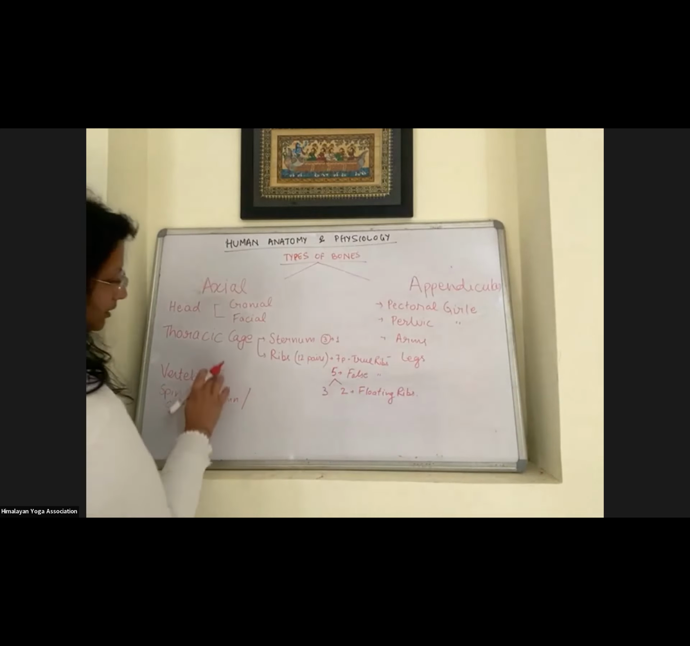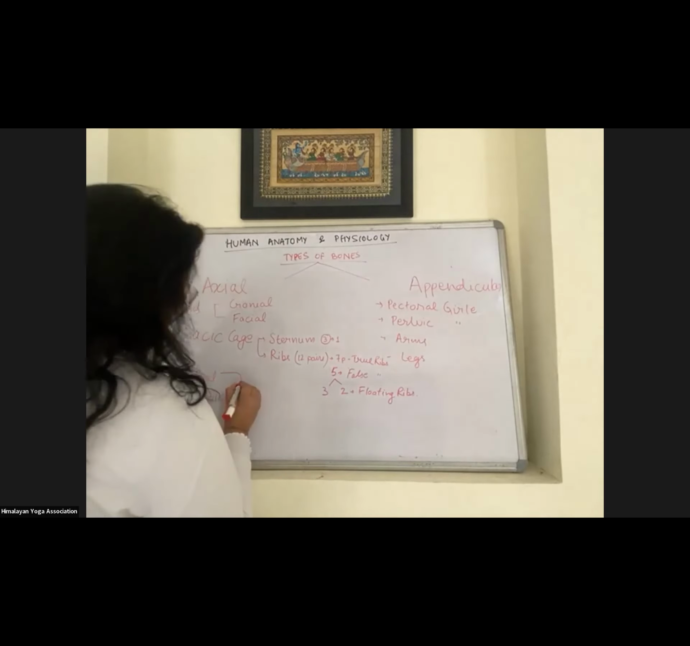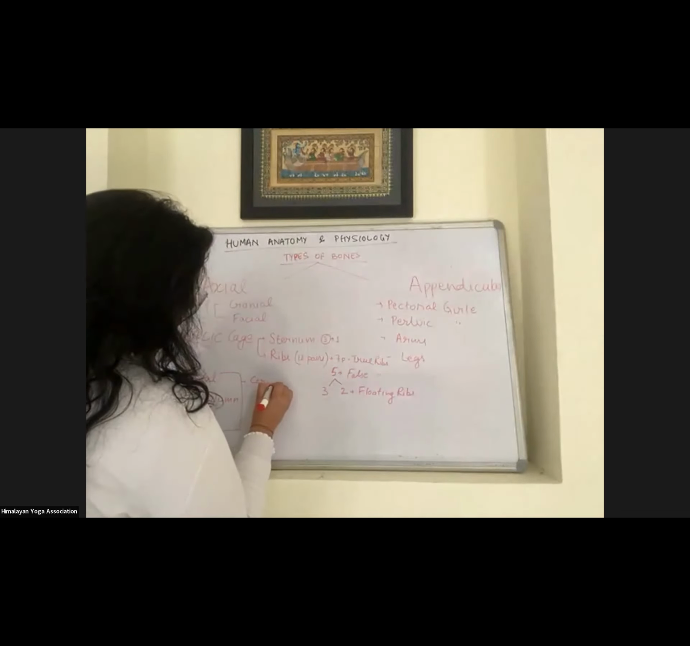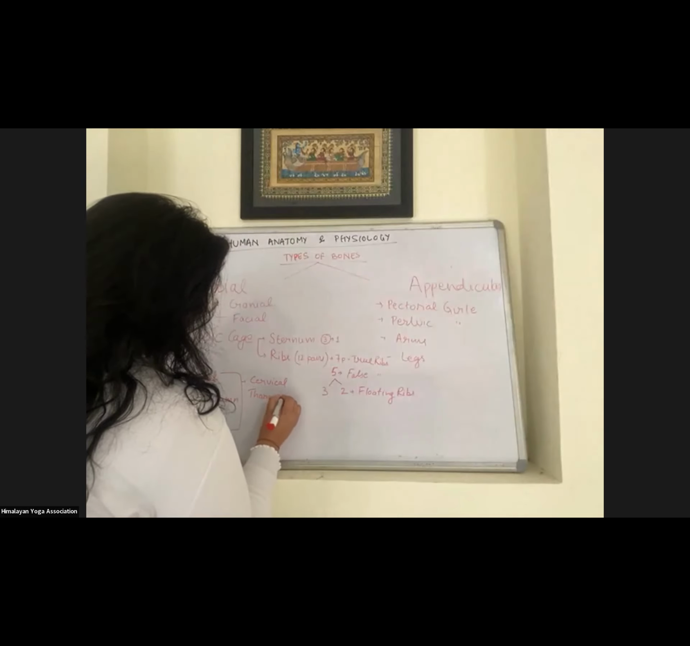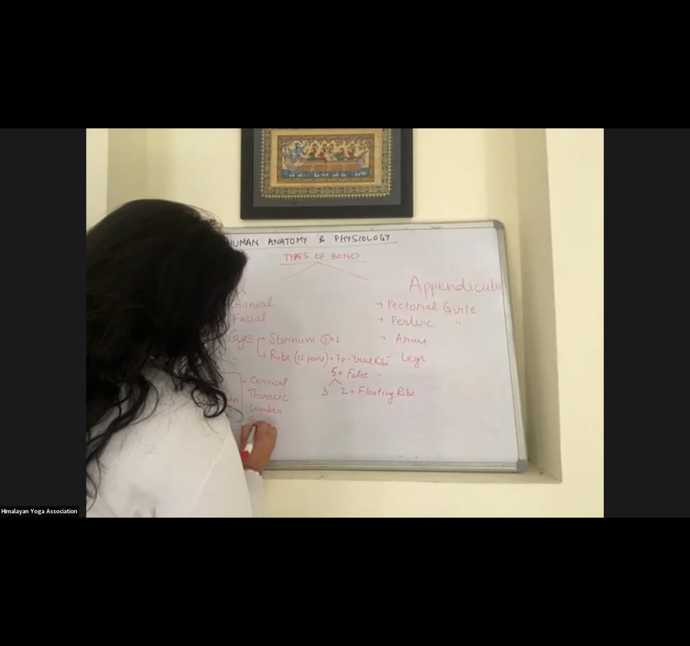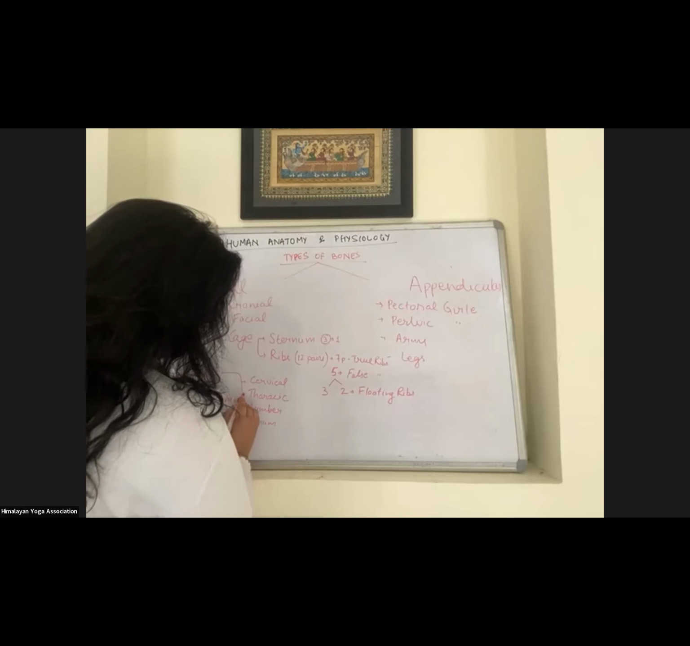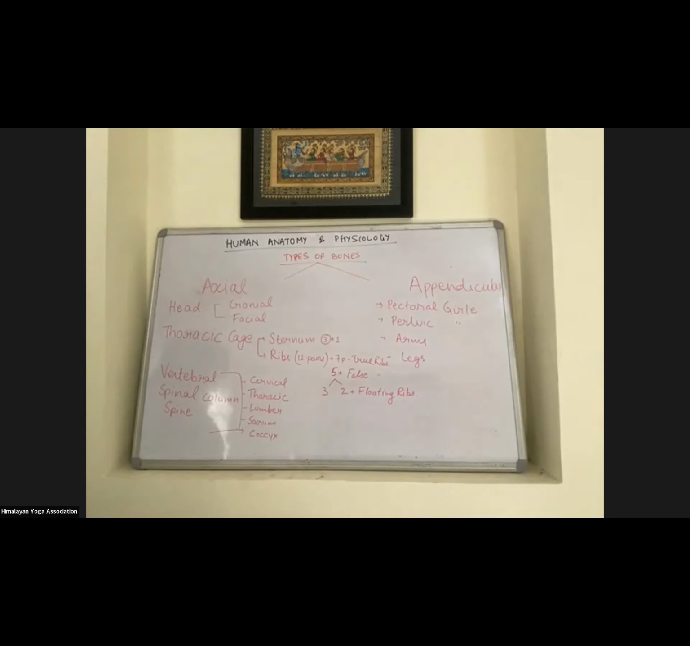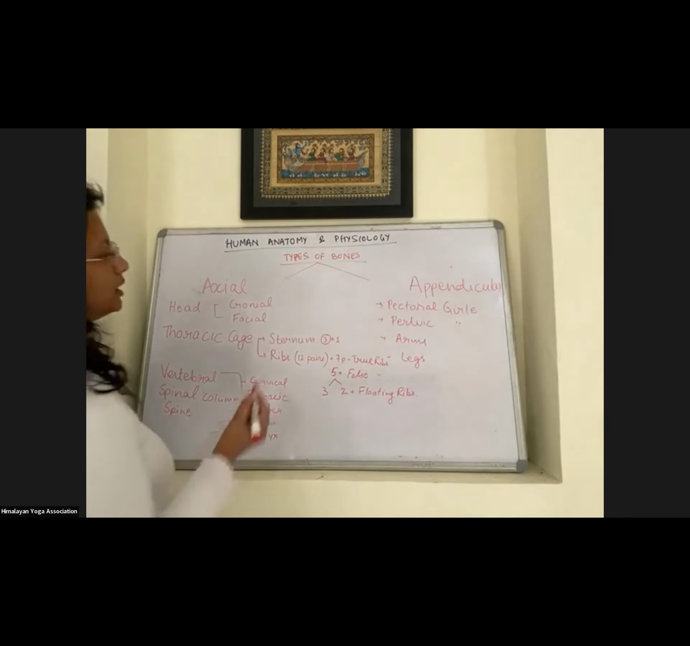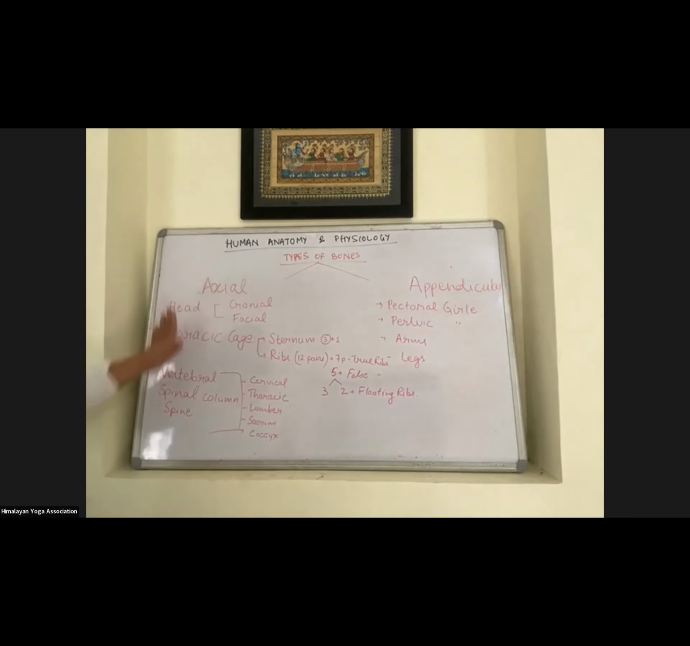Now the vertebral spinal column. This has cervical, thoracic, then lumbar, sacrum, and the last is coccyx. So axial has 3 kinds of bones: head, thoracic cage, vertebral column.